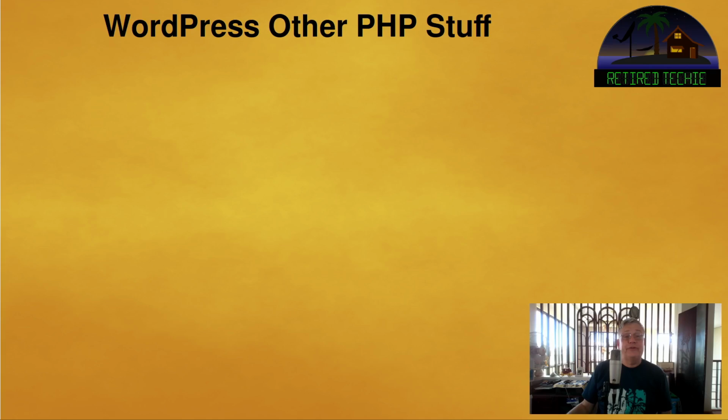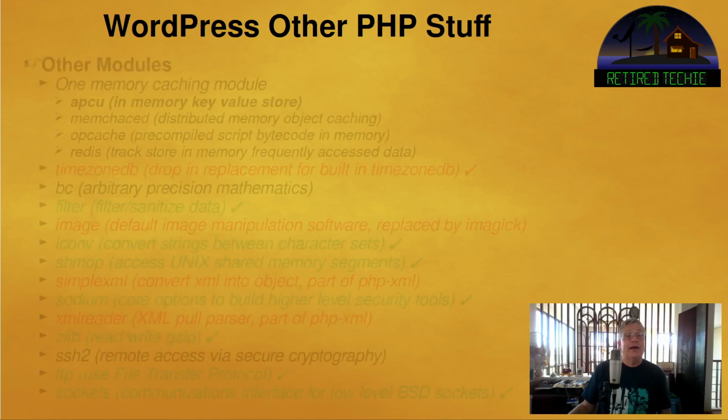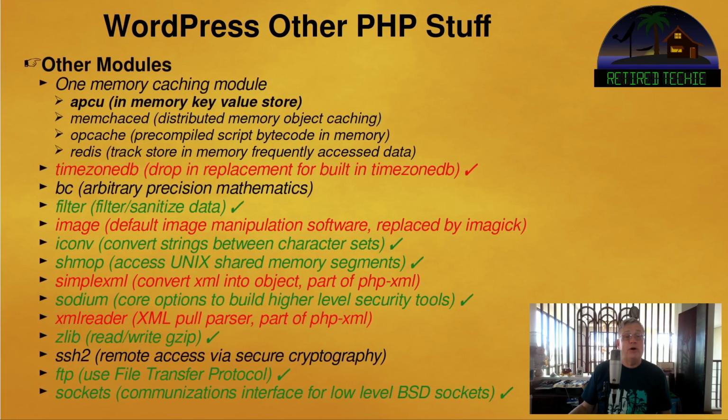So other stuff we're going to need, or you're going to want. So memory caching module. There's, I think, 4 or 5 listed. I'm going to be using APCu. There's memcached, opcache, redis. Use whichever one you're familiar with and that works for you. So I guess I should have made APCu green since I'm going to be using that one.